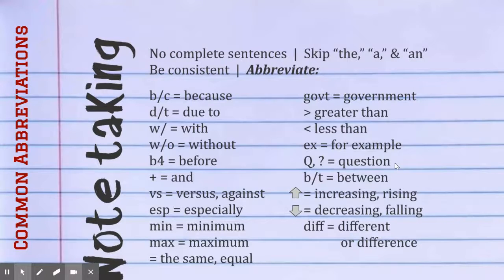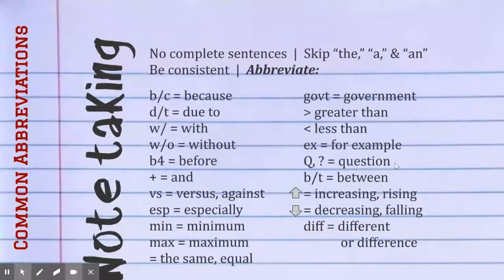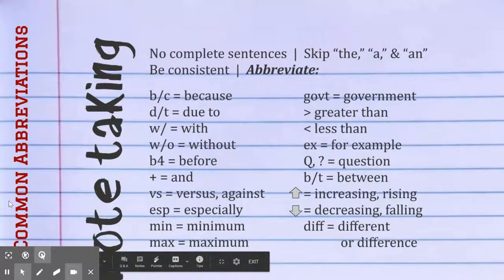Take a look at this list. There are 20 common abbreviations. Look through them. I'm going to give you a minute. Count up how many of these you regularly use when you are taking notes. How did you do? These are common abbreviations that can be real time savers for you, and they take up less space on the page, which takes up less space in your brain as you are learning and studying.